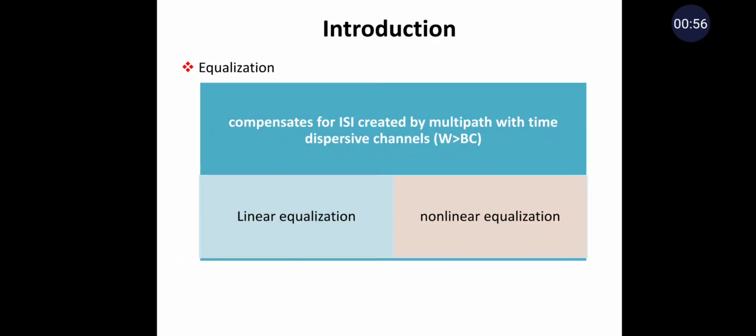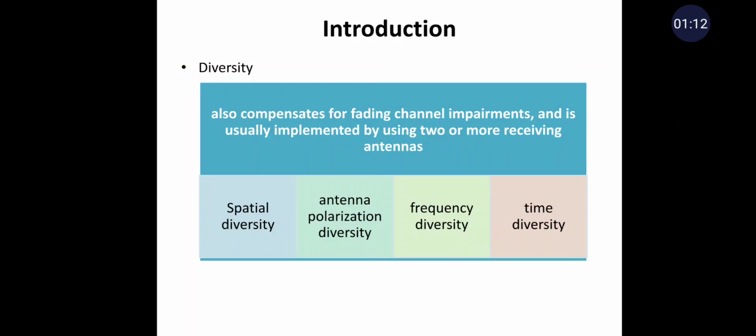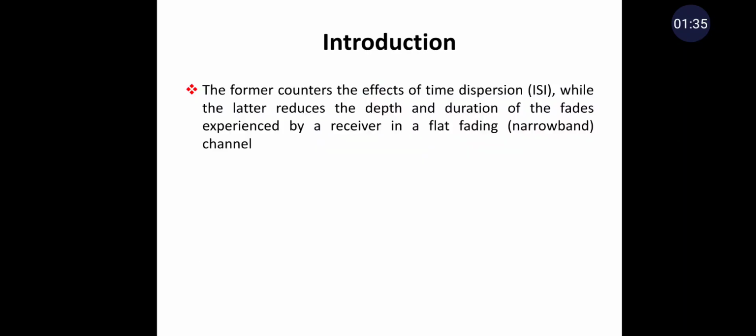So equalization compensates for inter-symbol interference, that is ISI, created by multipath with time dispersive channels. In equalization there are two types. One is linear equalization and another one is non-linear equalization. And second one is diversity. It also compensates for fading channel impairments and it is usually implemented by using two or more receiving antennas. There are four types of diversities. One is spatial diversity, second one is polarization diversity, third is frequency diversity, and fourth one is time diversity.